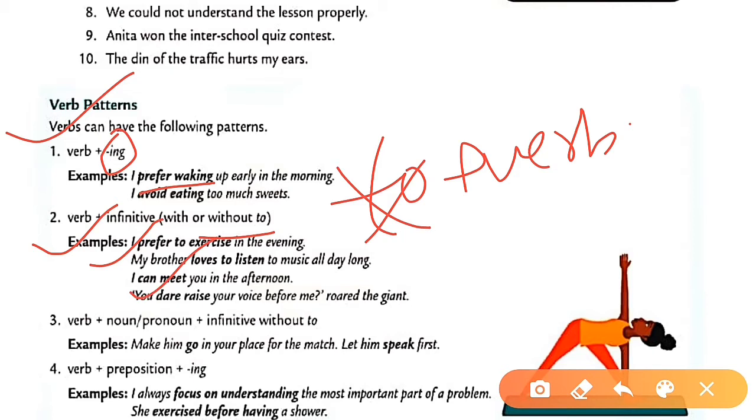If the verb is with to, then it is an infinitive form. If it is without to, then it is non-finite, right? Finite and non-finite. With to, finite. Without to, non-finite. Next, verb plus noun or pronoun plus infinitive without to. Make him go in your place for the match. Let him speak first. Sometimes verb plus preposition plus -ing. I always focus on understanding the most important part of a problem. See, excited before having a shower. Like that. Move to next.